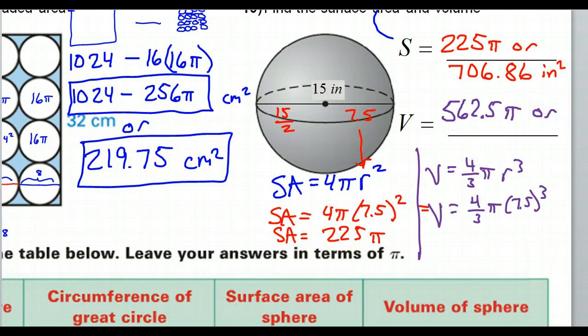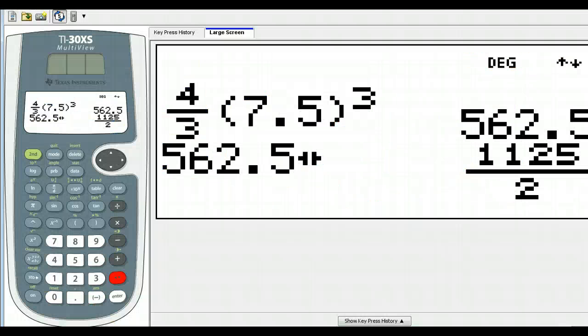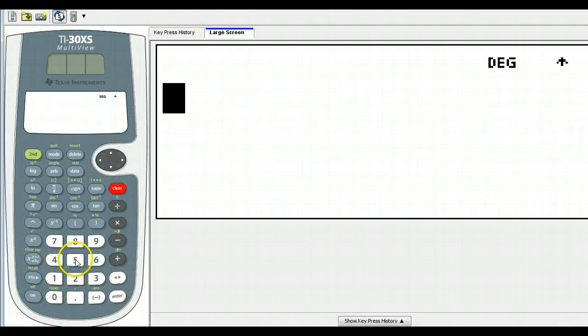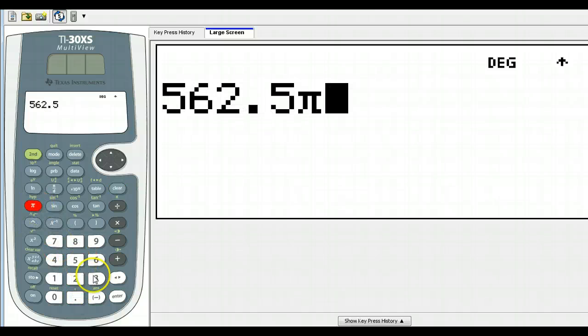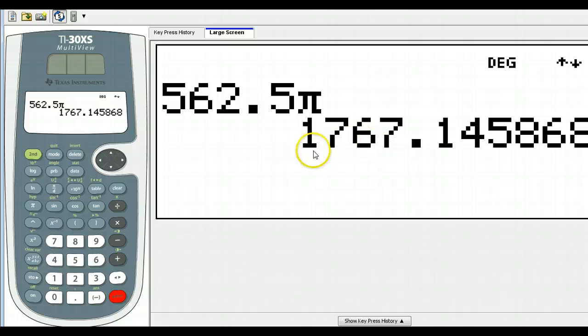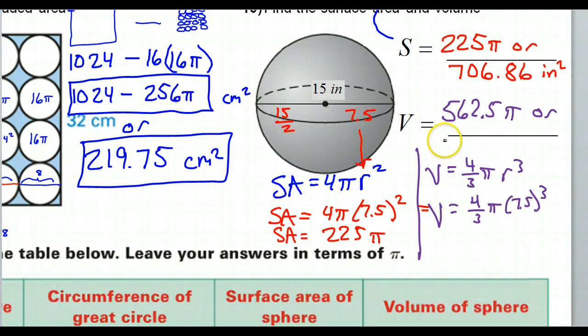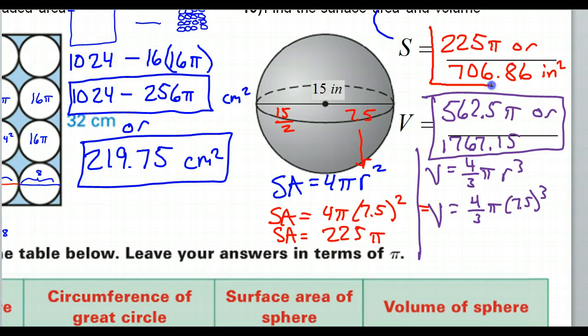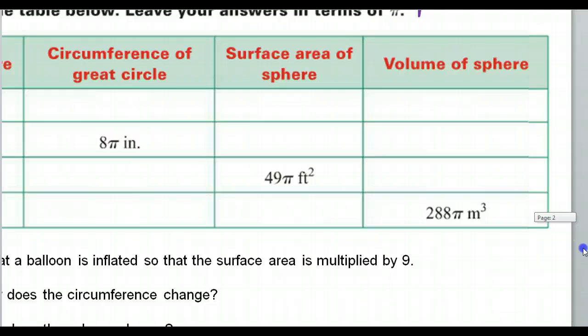Or, now it's time for the decimal. Alright, or we'll get this, 1,767.15. Okay, so that's what the answer would be. Okay, that is how you do number 10.